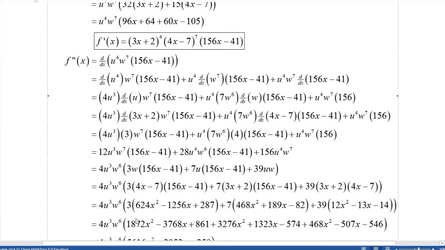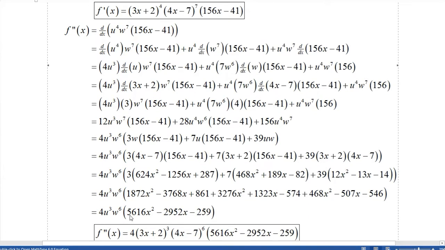Now we distribute the 3 here. Multiply each of these 3 by 3. We get these 3 terms. Multiply each of these by 7, we get these 3 terms. And multiply each of these 3 by 39, we get these 3 terms. Okay, you can check that out.